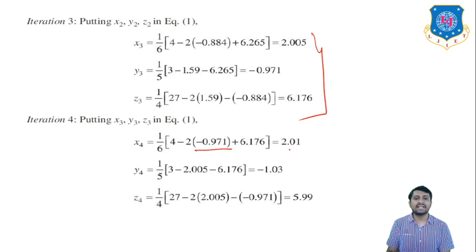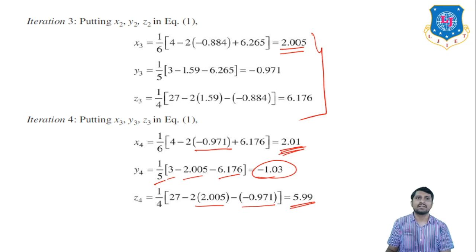Sorry, so you will get 2.01. And y4 is (3 minus 2.005 minus 6.176) divided by 5, so you will get minus 1.03. And z4 is (27 minus 2 times 2.005 minus 0.0971) divided by 4, that is equal to 5.99. Still see, 2.005 and here 2.01, so the value of x is now quite near. Minus 0.971, here minus 1.03. Here you can see the big difference in the value of z3 and z4, 6.176 and 5.99.